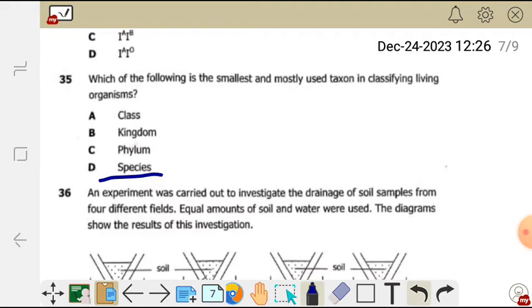For example, humans, Homo sapiens. That is a species name. So it's the most frequent. If you want to consider that group of organisms, we use the species name. So it's the most used and the smallest. So the smallest here is the species. So it goes like the kingdom is the biggest, followed by the phylum, and then class. After the class, we come to genus and species. So the species is the smallest. This word, smallest. The correct answer is D.